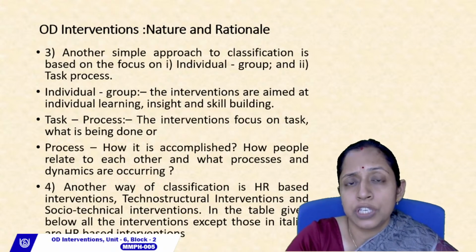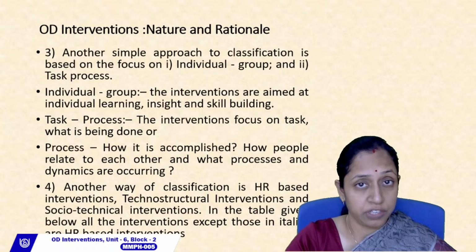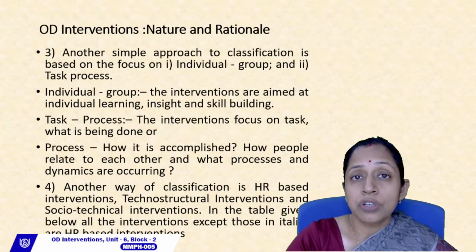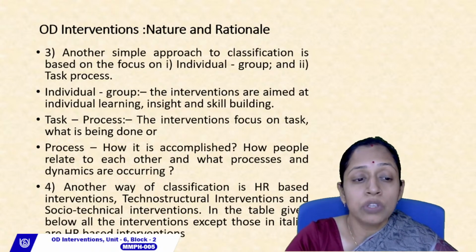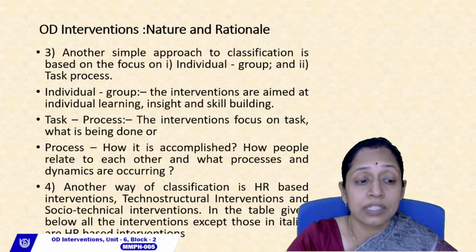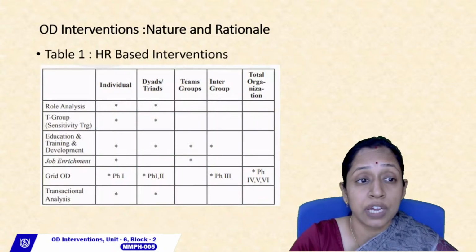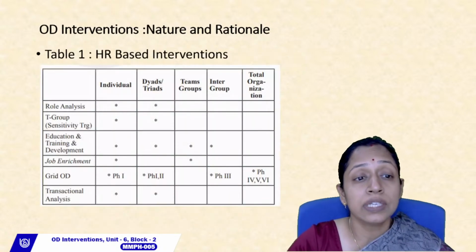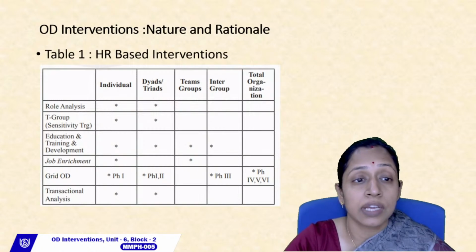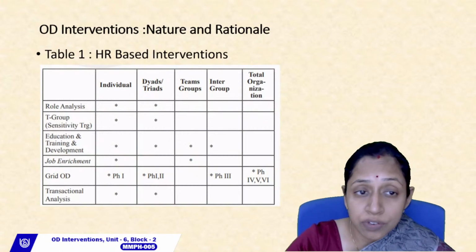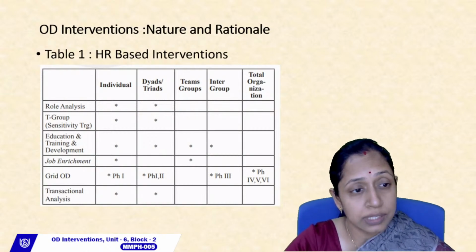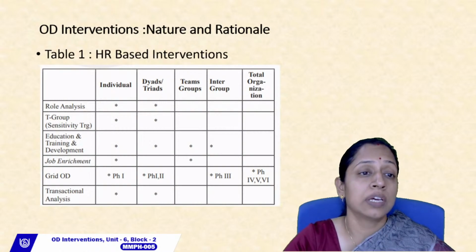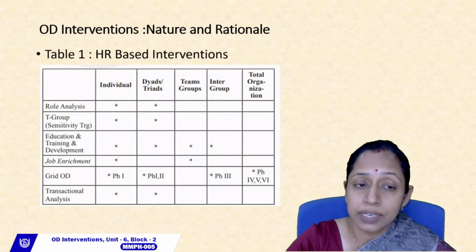Another way of classification is HR based interventions, the techno-structural interventions and socio-technical interventions. So in the table given below, all the interventions except those in italics are the HR based interventions. Here we can see HR based interventions like role analysis, where you can target the individual, dyads or triads. Then it's T group, which is also known as sensitivity training. Again, it aims at individual, dyads and triads.